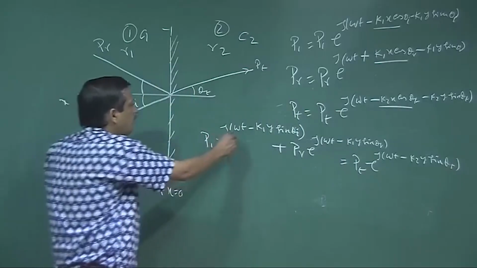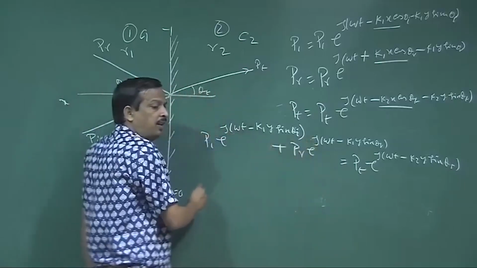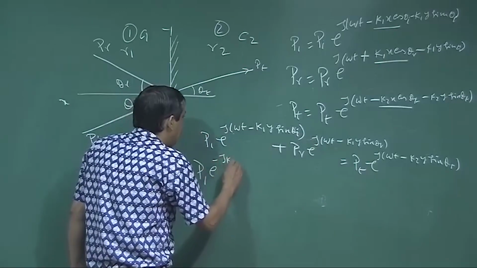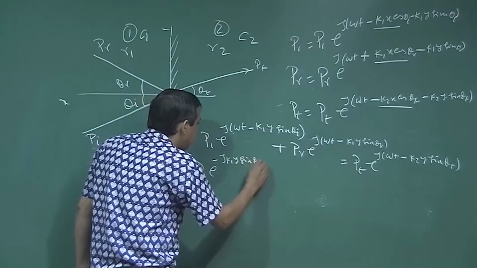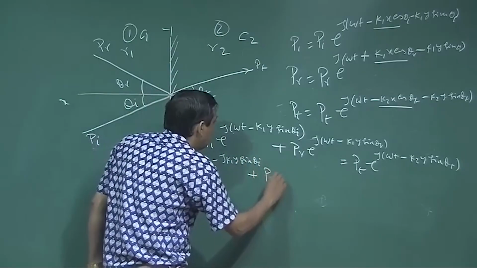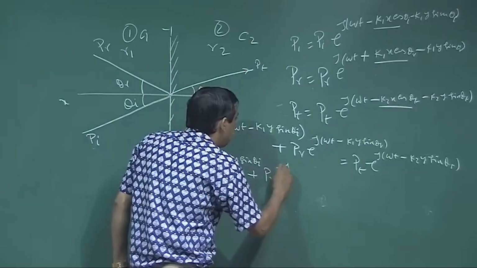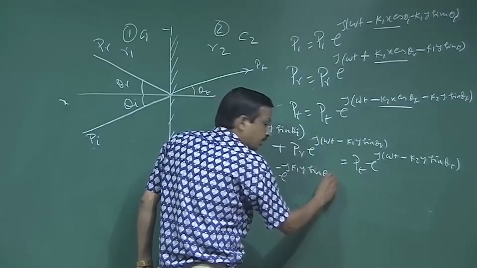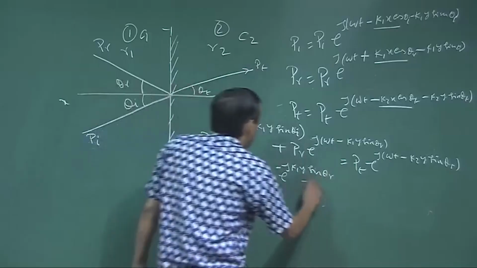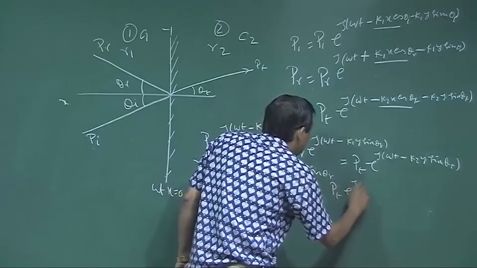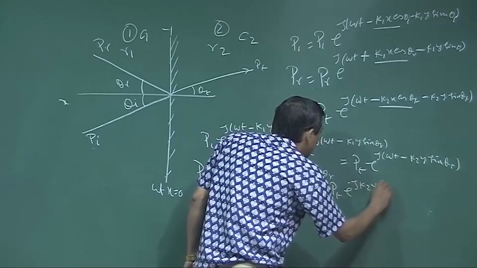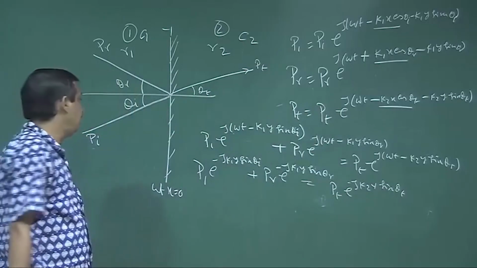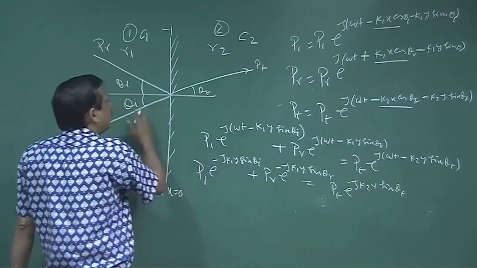Okay. So e to the power j omega t will cancel. So I can write Pi e to the power minus j k1 y sin theta I plus PR e to the power minus j k1 y sin theta r is equal to Pt e to the power minus j k2 y sin theta t. This is condition number 1: pressure on both sides will be equal.